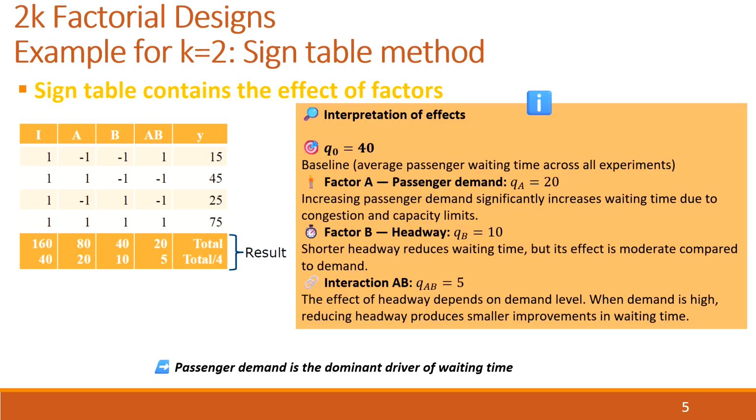The following slide shows how factor effects can be computed using the sign table method. By multiplying each response by the corresponding factor signs and averaging the results, we obtain the model coefficients. The baseline waiting time is 40 minutes. Passenger demand has the strongest effect on waiting time, while headway has a smaller, moderate effect, and the interaction between them is relatively weak. Therefore, managing passenger demand is the most effective way to reduce waiting time.